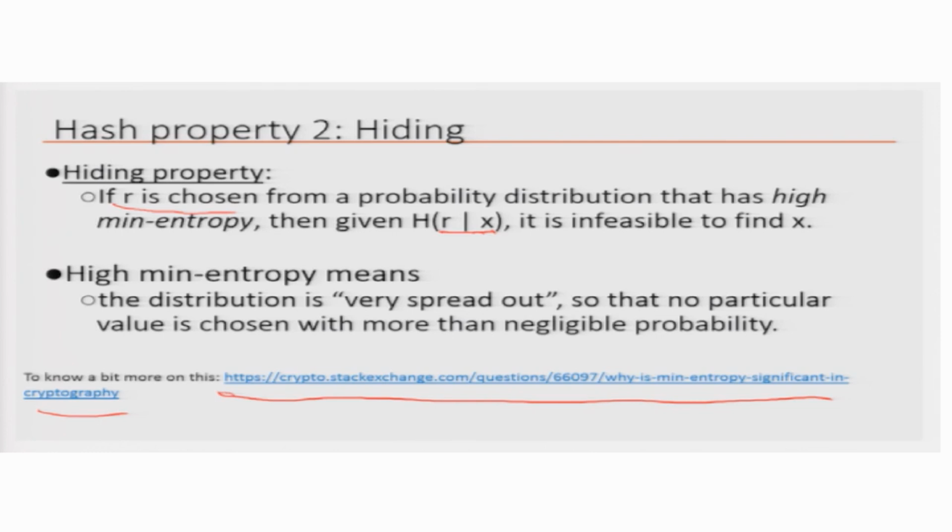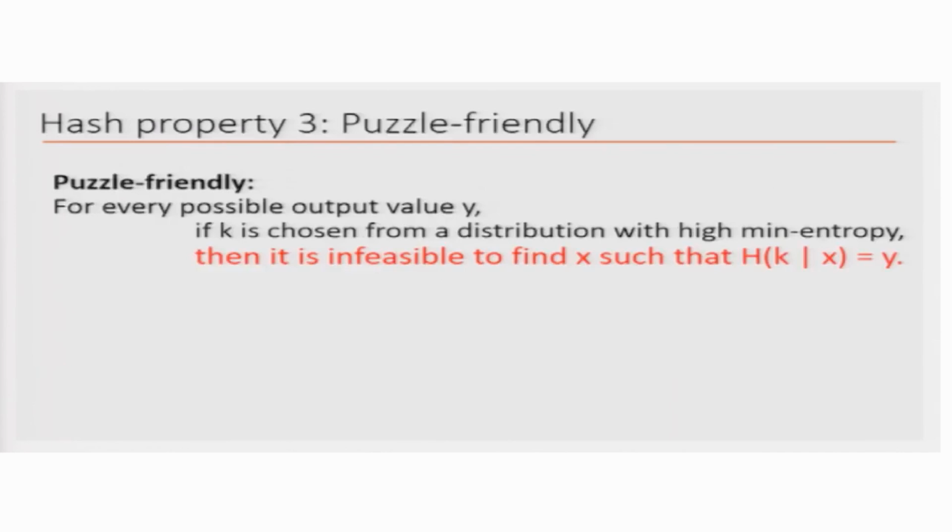Here I have given one possible quick source. The third property that we want to emphasize is puzzle friendliness. What is puzzle friendliness? It means that given an output of a hash function, and given that part of the input we know is a random number, finding the rest is very difficult or infeasible. That is the whole idea of puzzle friendliness.